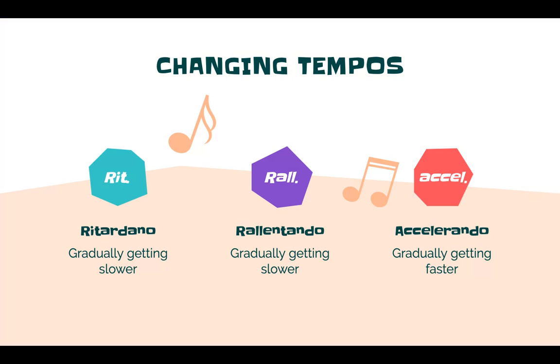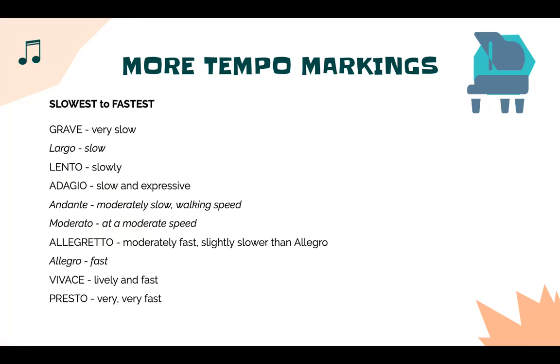There's 3 other tempo markings we should know, and those are retardando, which means gradually getting slower, and rallentando meaning the same thing, and you can see that those are abbreviated with rit and ral. On the opposite end, we have accelerando, and it looks like the word accelerate, and just like accelerate means gradually getting faster, that's exactly what accelerando means.